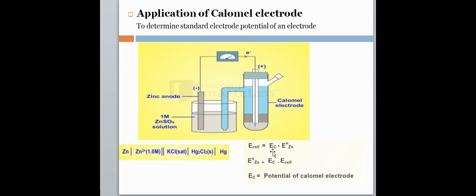So E cell is what? E cathode minus E anode, isn't it? That's the formula that we did earlier. Now in this case, cathode is acting what? Which electrode? Calomel electrode. That's why this C is actually for calomel, not for cathode. So keep that in mind. But because that cathode is your calomel electrode, that's why it becomes EC. Zn is at anode, so E0 Zn.